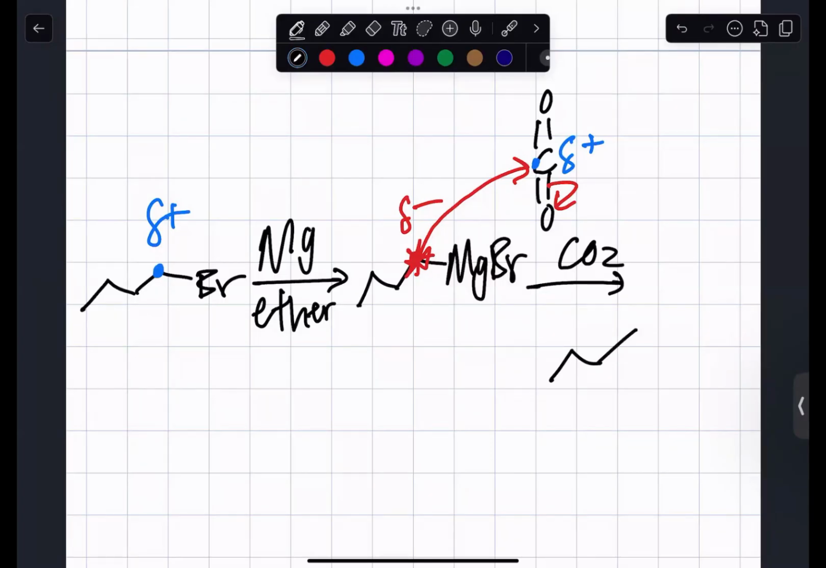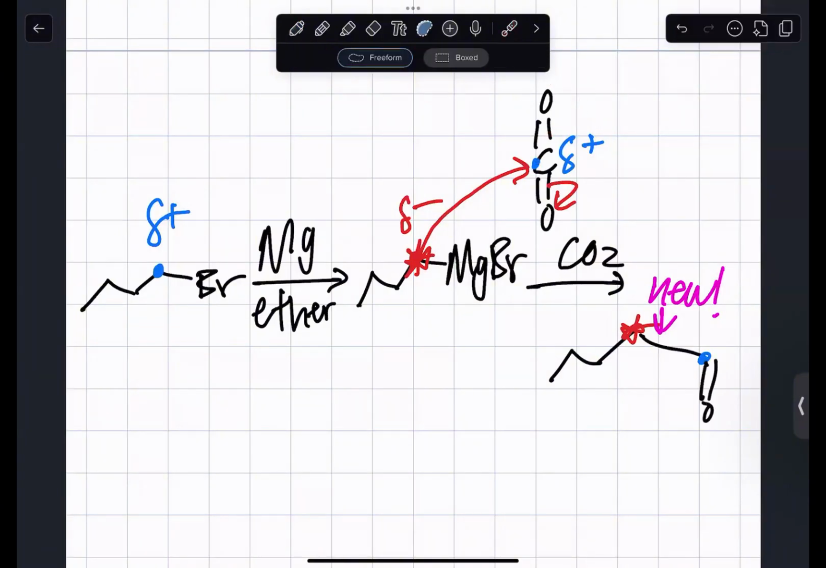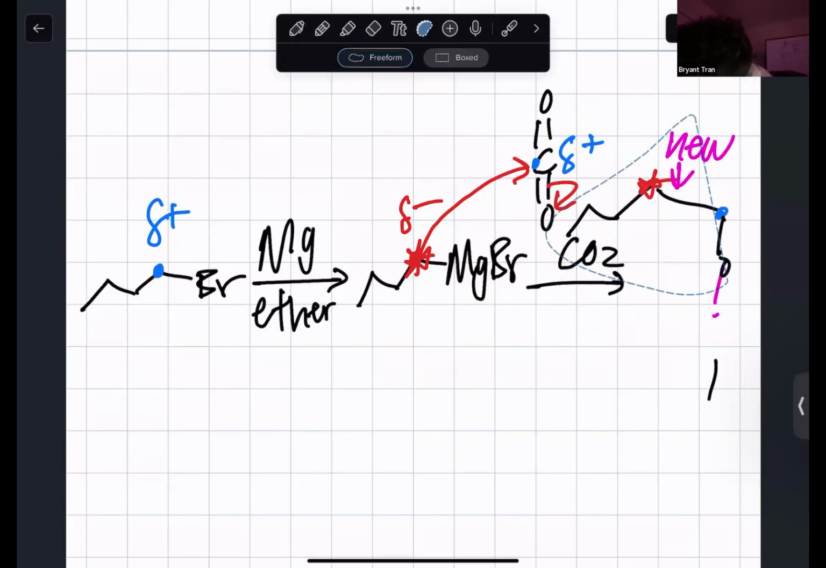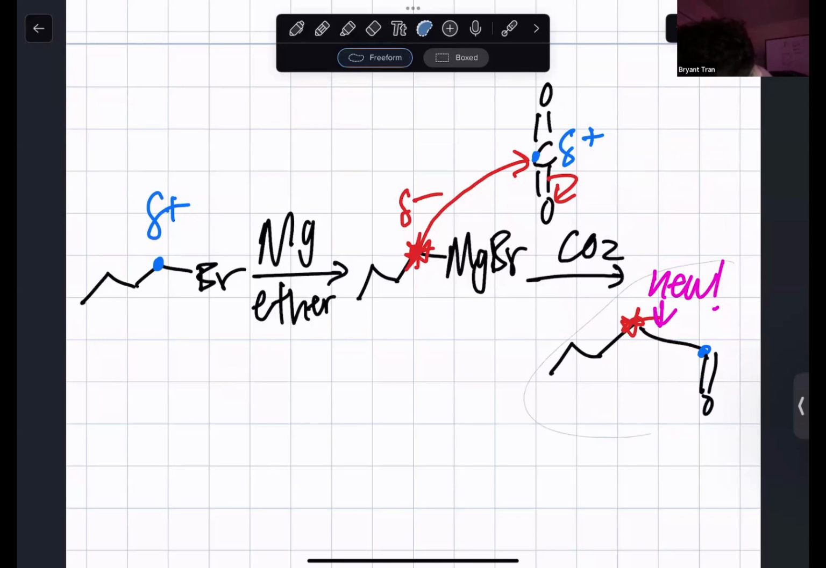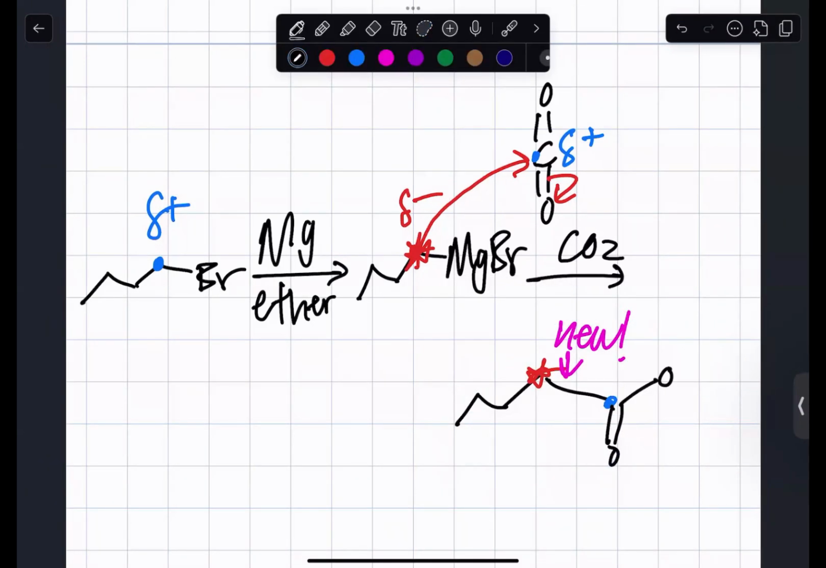Okay. So this would be the starred carbon. This right here would be the new bond between the star and dot carbon. We see that the dot carbon is attached to a carbonyl, which is a carbon with one oxygen double bond, and a single bond O minus. Okay. Which is going to be right there.